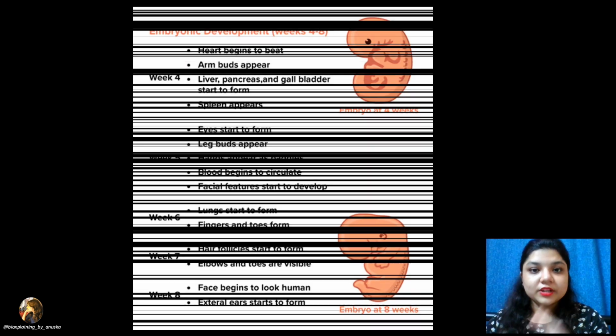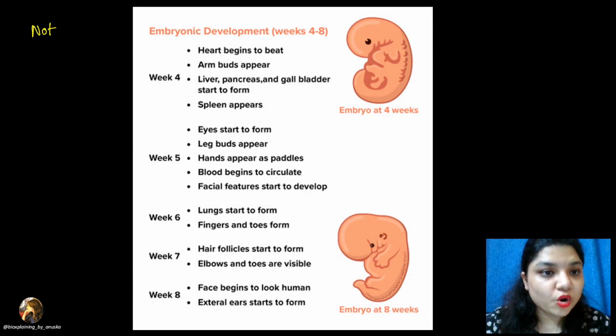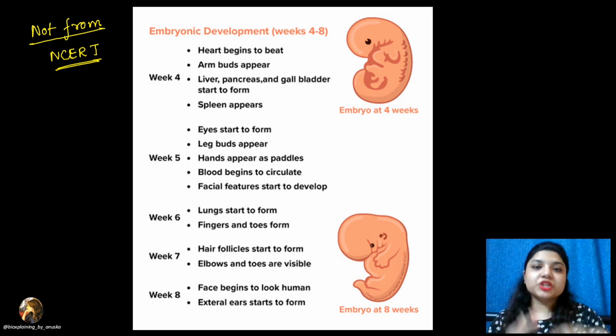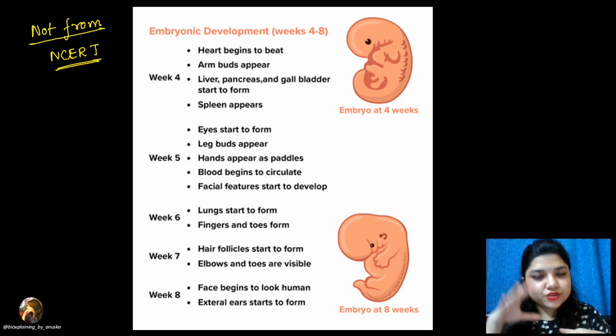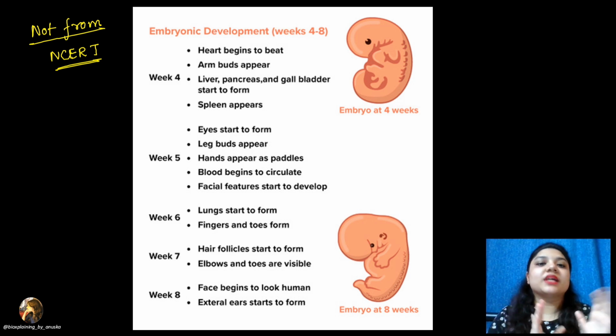Okay, so look into this image that is shown. This is not from NCERT. Okay, this is not from NCERT, right? Whatever information was given in NCERT month-wise, I have already given. Now these are a little extra info. That is what happens at week 4, week 5, week 6, week 7 and week 8 in a detailed manner, because these specific details are missing in NCERT.